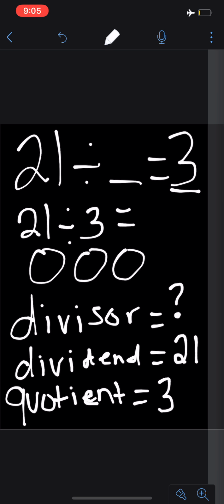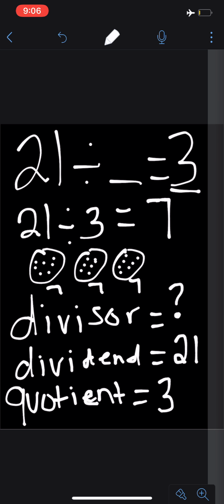3 groups, a dot in each group till I get to 21. 1, 2, 3, 4, 5, 6, 7, 8, 9, 10, 11, 12, 13, 14, 15, 16, 17, 18, 19, 20, 21. And let's count how many you have in each group. 1, 2, 3, 4, 5, 6, 7 in each group. So 21 divided by 3 equals 7.